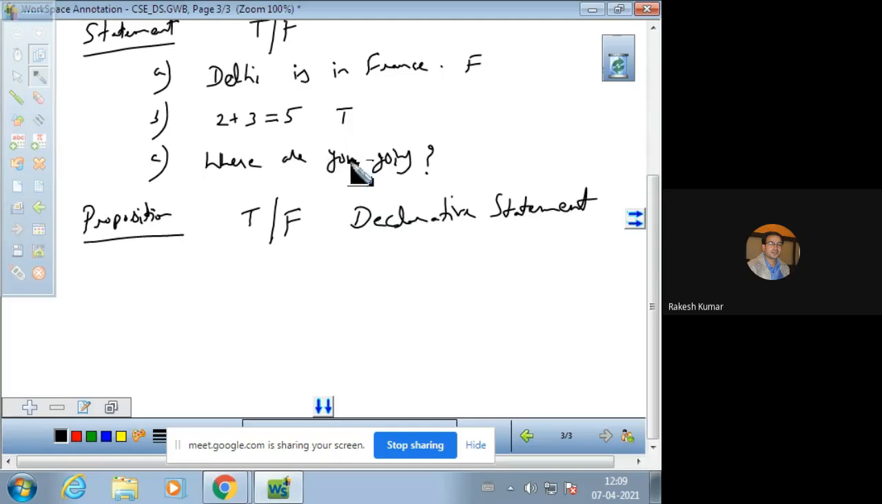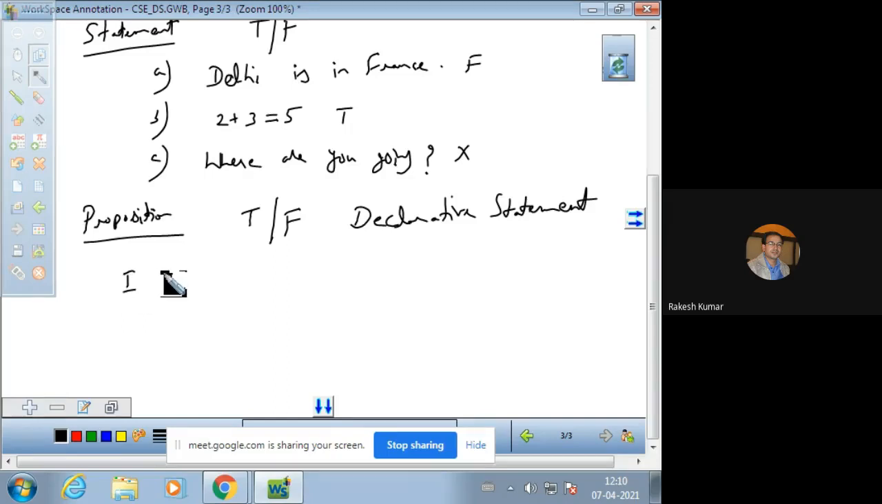But this statement is not declarative. Just see, where are you going? This is not declaring anything. So that is why it is not a statement. And if it is not a statement, it is not a proposition. So we can take examples like this.